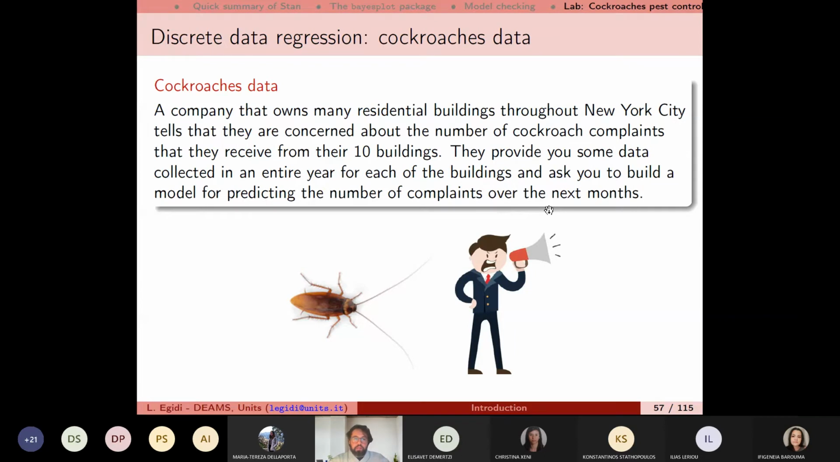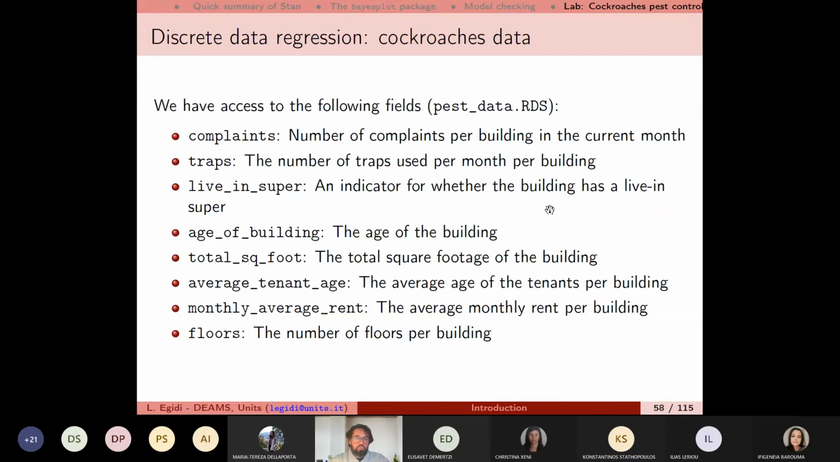A good question then is, how should we analyze this data? We have access to the following fields: complaints, the number of complaints per building in the current month, and this will be our response variable. Traps, the number of traps used per month per building. Live-in super, an indicator for whether the building has a live-in super. A live-in super in the United States is a person who is responsible for the house. So maybe I should expect that buildings with a live-in super are less likely to have cockroach complaints.